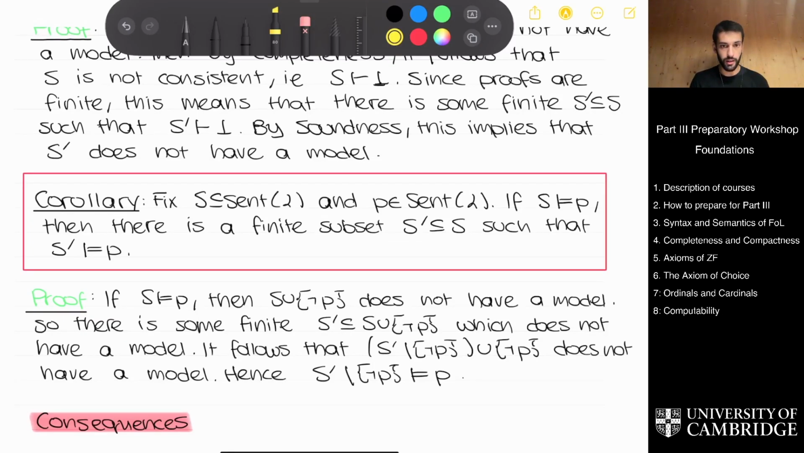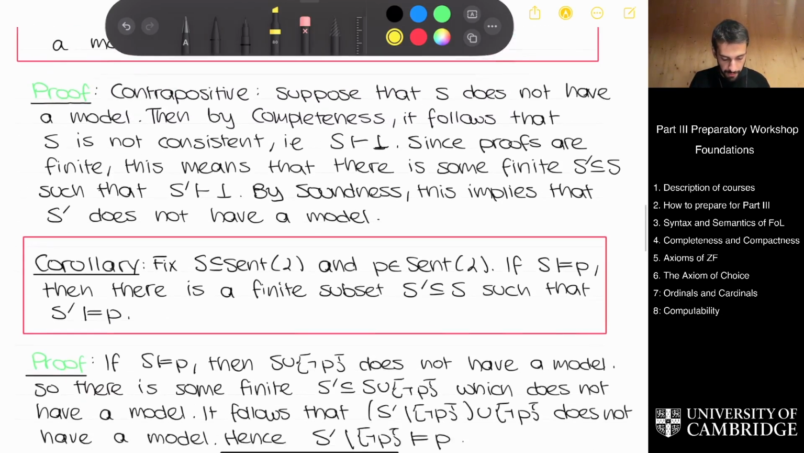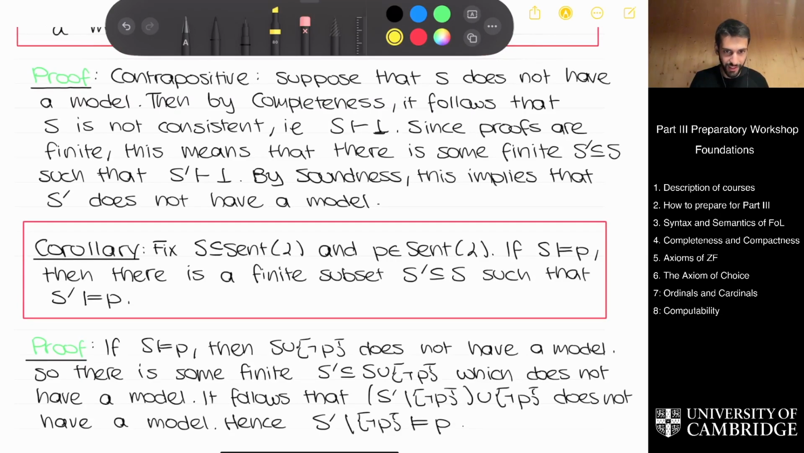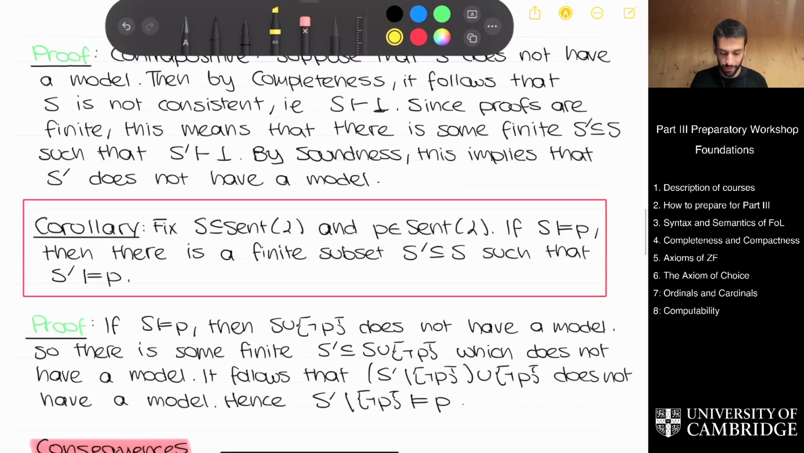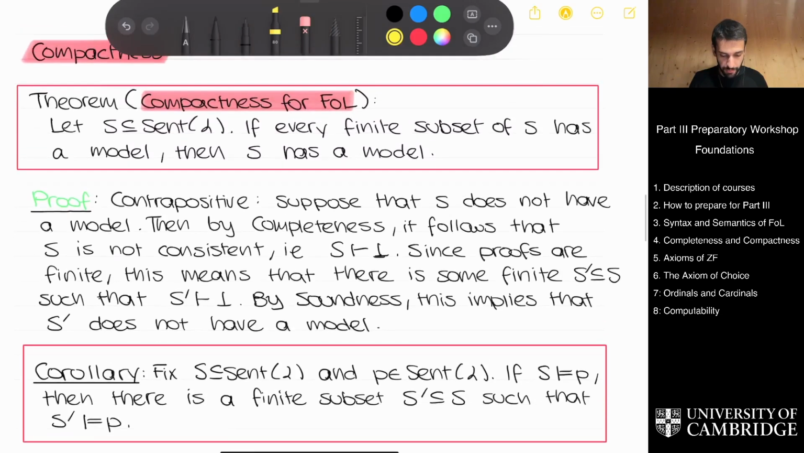So take a set of sentences, S, and take a sentence P. Then if S models P, it follows that there's a finite subset S prime of S such that S prime models P. So recall, this is not 100% the same statement as the one above, right? Although it is a corollary and it's not difficult to show at all. The one above just says that things have a model, whereas here we're not only interested in S, but also in S modeling something.